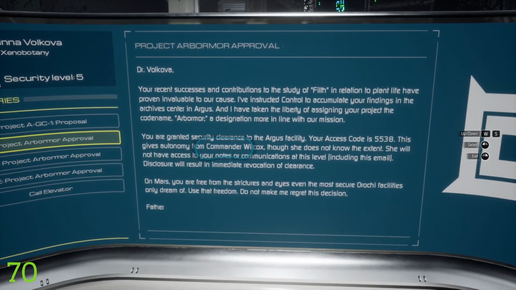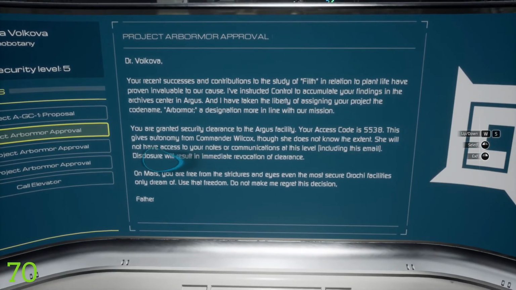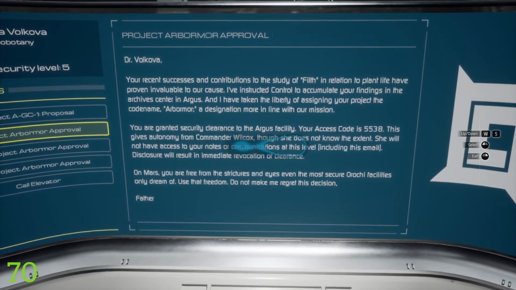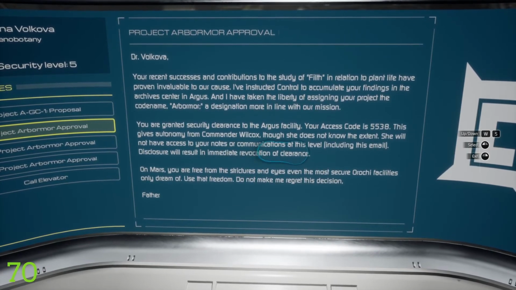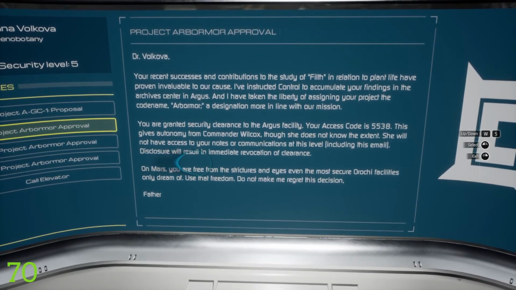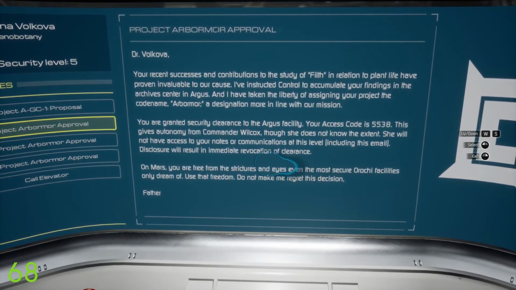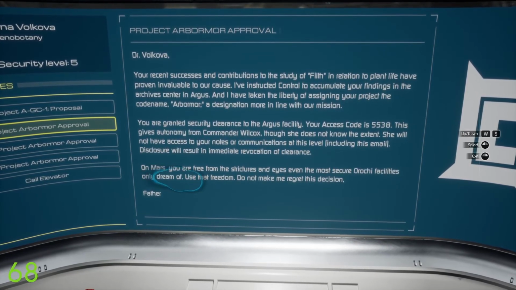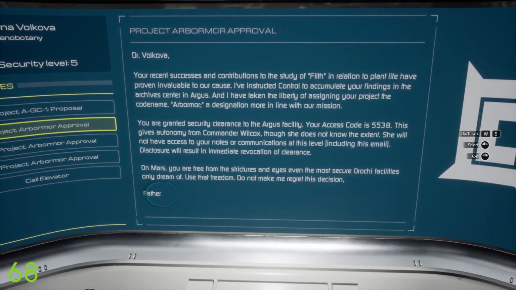This gives autonomy from Commander Wilcox, though she does not know the extent. She will not have access to your notes or communications at this level, including this email. Disclosure will result in immediate revocation of clearance. On Mars, you are free from the strictures and eyes even the most secure Orochi facilities only dream of. Use that freedom. Do not make me regret this decision. Father.